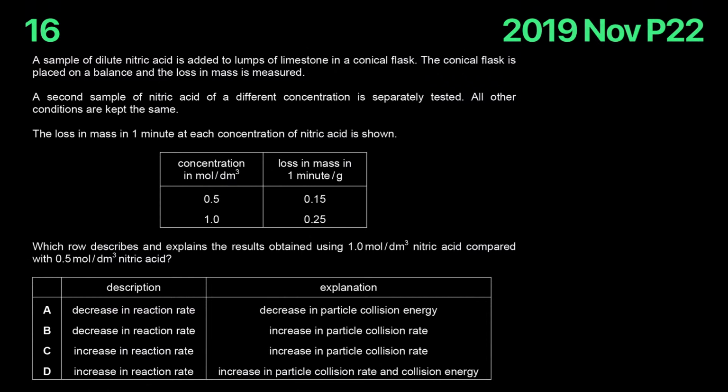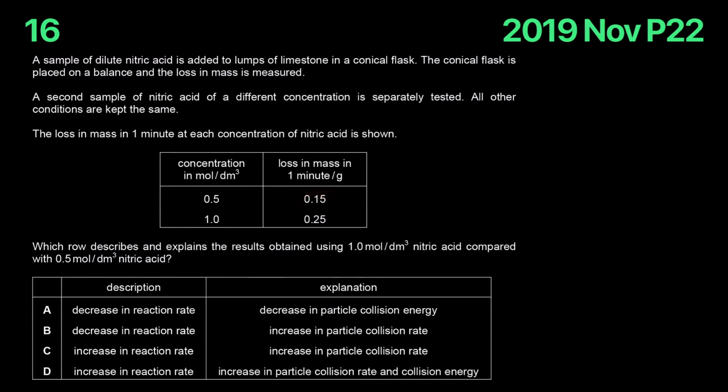Sample of dilute nitric acid is added to lumps of limestone in a conical flask. Wow, look at this question. What? Oh, it's just an explanation question? I thought it was a moles question. A second sample of nitric acid of a different concentration is separately tested. All other conditions are kept the same. The loss in mass in 1 minute at each concentration of nitric acid is shown. Concentration and loss in mass in 1 minute.